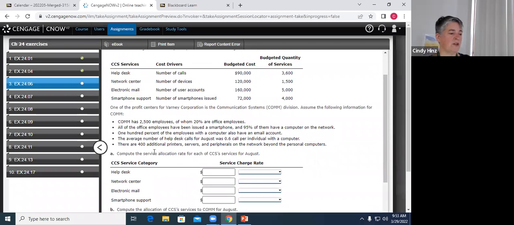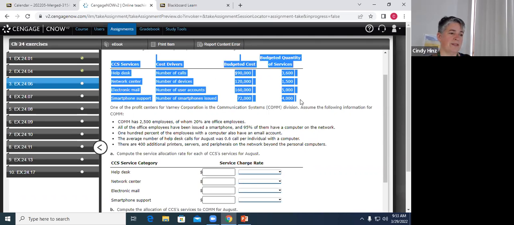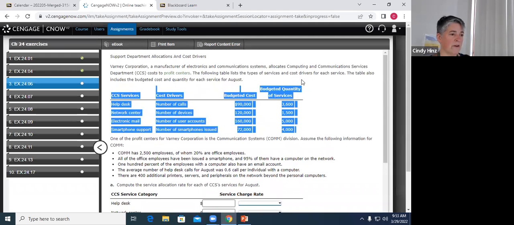And then we're given some additional information here about Barney Corporation. It's going to help us determine how to allocate costs to this COM division or communication system division. There's just one division that receives services from this table of services. It's going to receive some of those costs, but not all of them, because there are other divisions within this company, within Barney Corporation. Okay, so we're just looking at one of those profit centers.